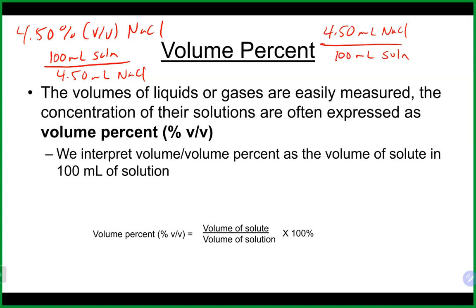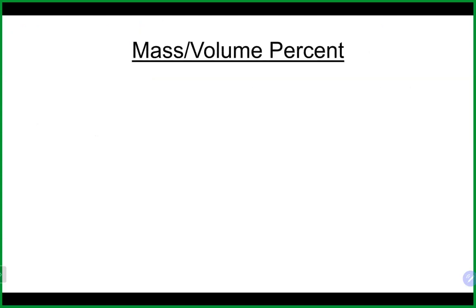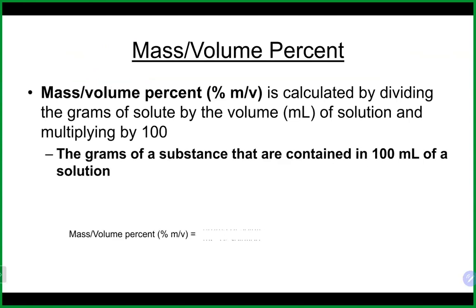The other percent concentration is the percent mass to volume, and the percent mass to volume is pretty much what it sounds like. It's the mass of the solute divided by the volume of solution times 100%. This is kind of like density, right? Density is grams per milliliter, so same idea. It's a percent mass to volume type of deal. So that is grams divided by milliliters here. And once again, it does work the same way.